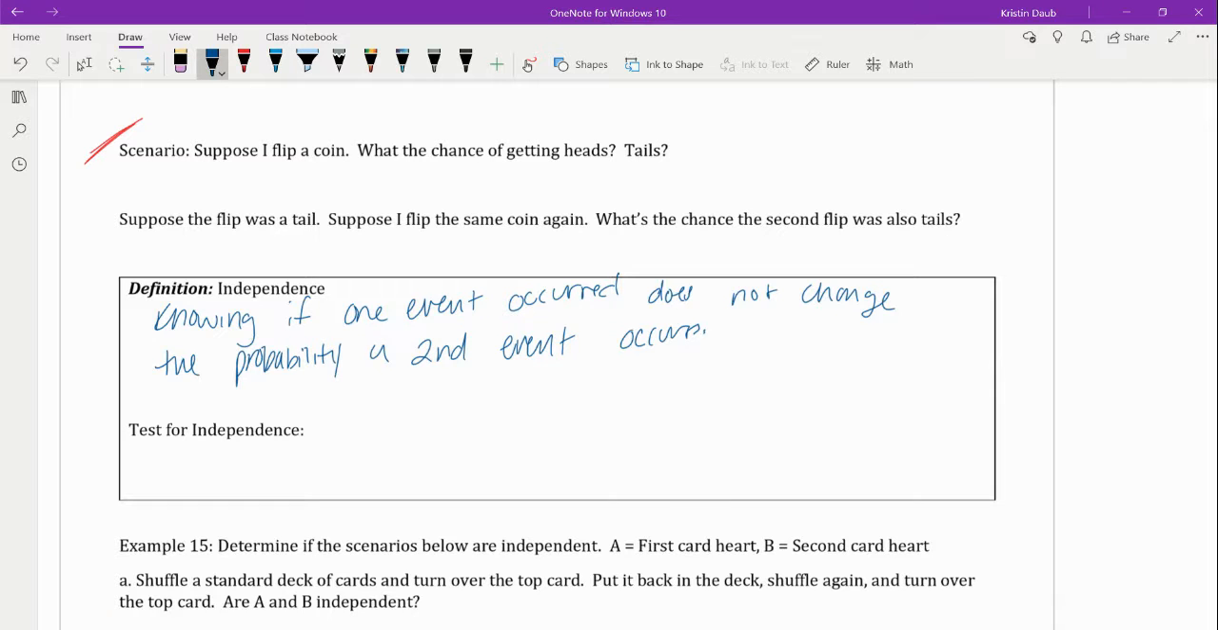Independence. So first I'm going to start with the scenario that is listed here. I'm on page 14 in your notes, and then just go ahead and put the date up there at the top of your screen. All right, so my scenario is, let's say that I flip a coin. What's the chance of getting heads?